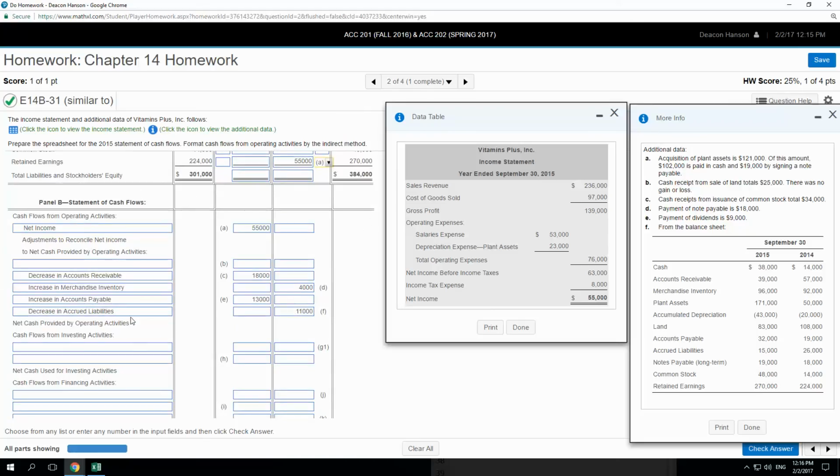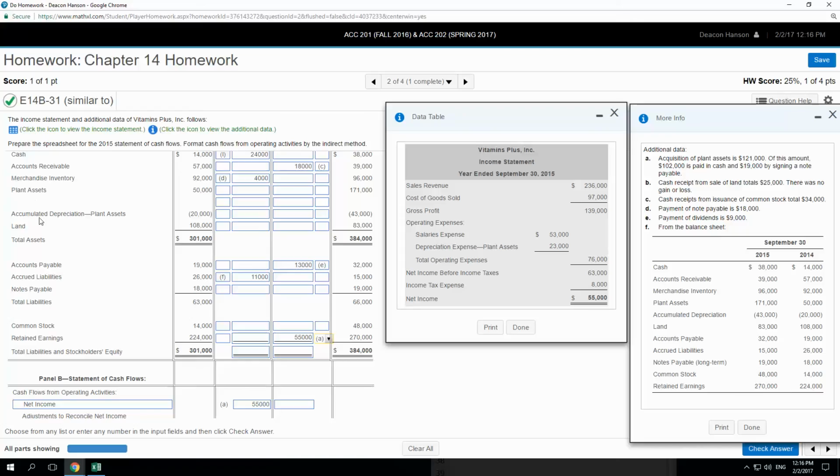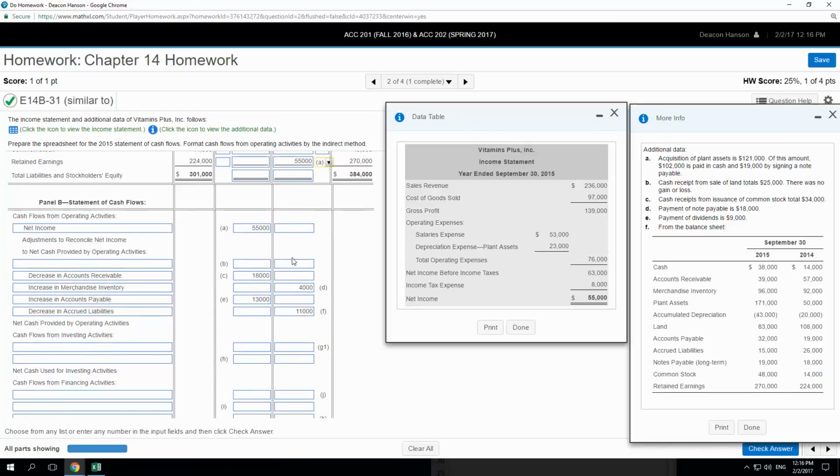Then we would look at the investing activities. So we might want to look at the additional data here while we're looking at the change in the long-term asset accounts. Oh, we missed one thing in the operating section. Remember, we always add back depreciation expense. So this 23,000 is going to get added back over here, and that would be depreciation expense.